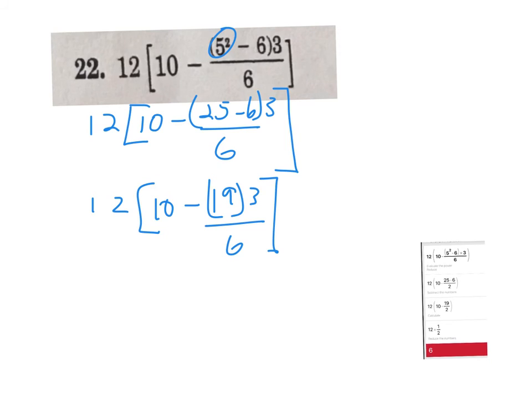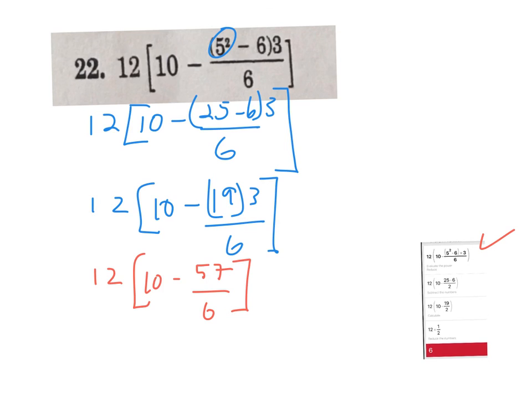Continuing. Bring down the 12. 10 minus 19 times 3, right? So 19 times 3 is 57. Bring down everything else. Now it looks a little different than I have over here, but they canceled out the 3 first and the 6, which was okay too. I'm going to continue to the upper right again. So I've got 57 divided by 6.